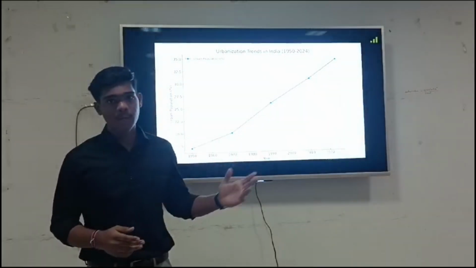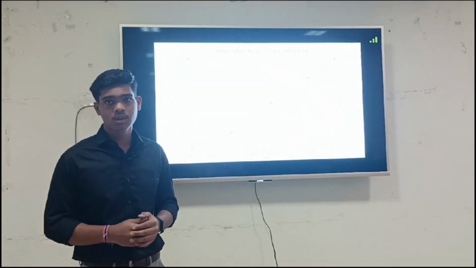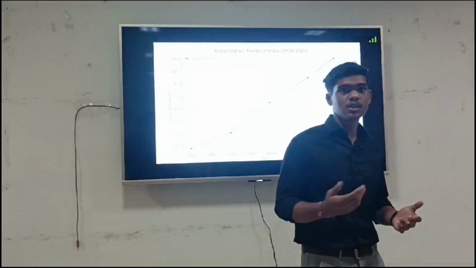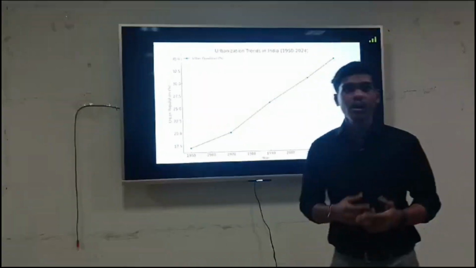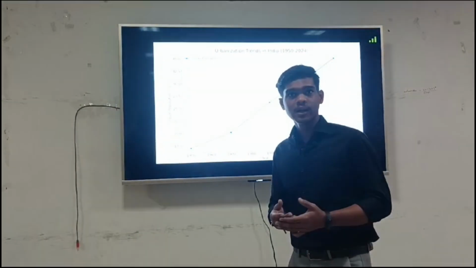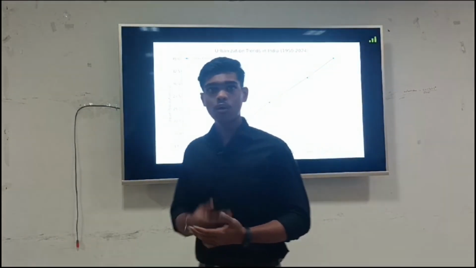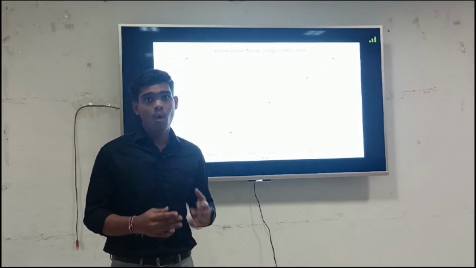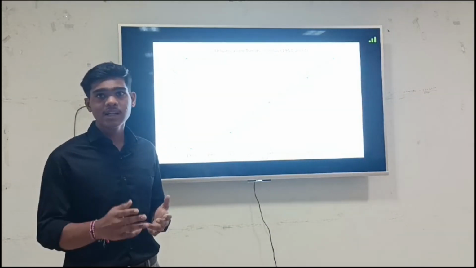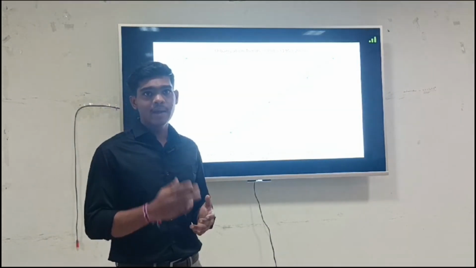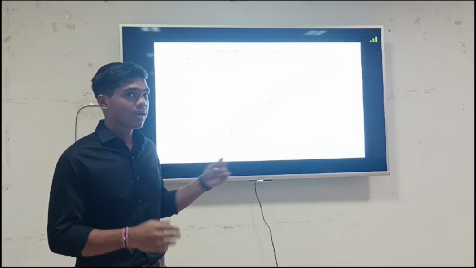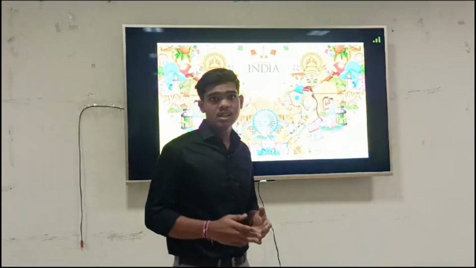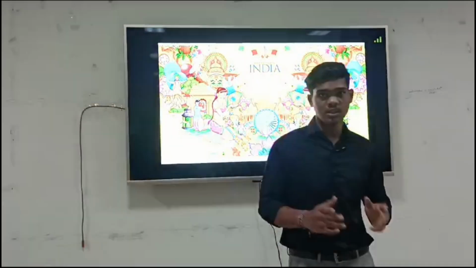However, this rapid urbanization strains infrastructure, leading to overcrowding, housing shortages, and waste management issues. Simultaneously, urban centers remain critical engines of growth, fostering innovation and raising living standards. A bar graph of urbanization from 1950 to 2024 can illustrate this growth effectively. Next slide. India's diversity. India's diversity is one of its greatest assets.